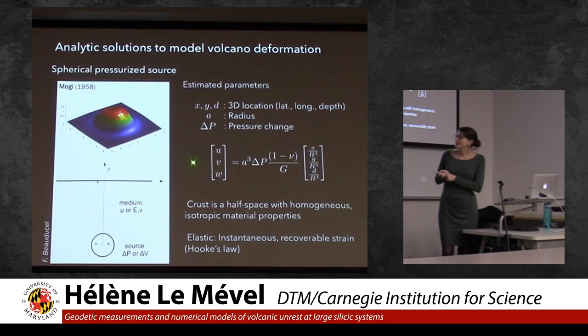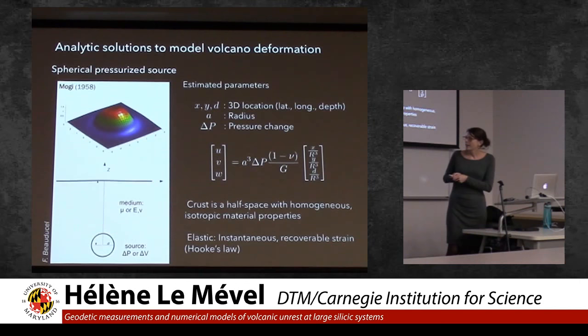It considers a pressurized spherical source underground, and you can see that this analytic solution is quite simple. We can easily calculate the three components of the displacement based on a pressurized source of radius a that experiences a change in pressure at depth, and it considers that the medium around it, the crust, is a half space with homogeneous isotropic material properties. So here, shear modulus G and Poisson's ratio mu.